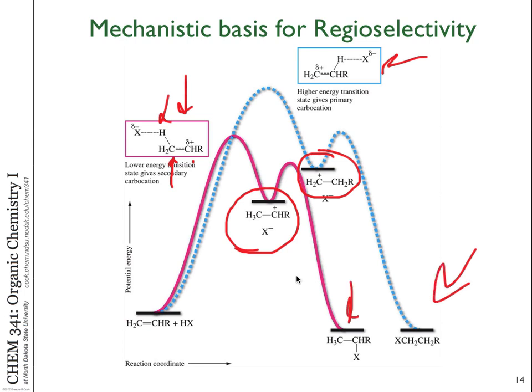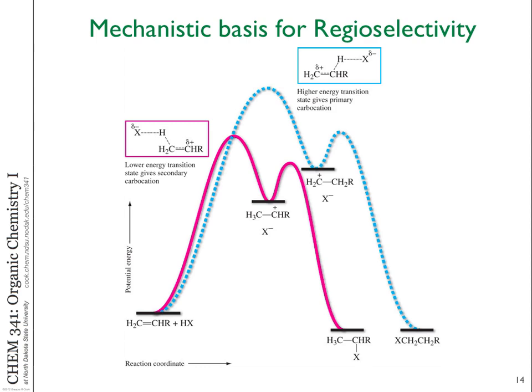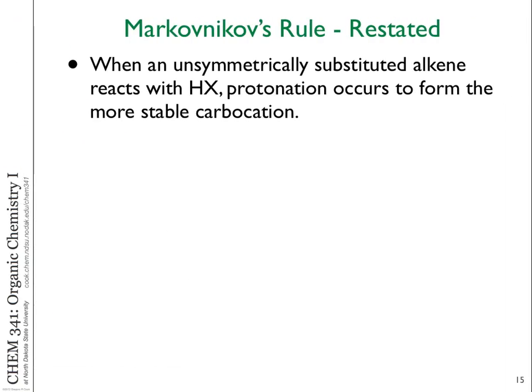Now that we have a good understanding of the mechanism and the formation of carbocation intermediates, it's probably a better way to state Markovnikov's rule as: when an unsymmetrically substituted alkene reacts with HX, the protonation occurs to form the more stable carbocation. So the hydrogen ends up on the end which forms the more stable carbocation, and the carbocation is where the bromine or the chlorine adds to.